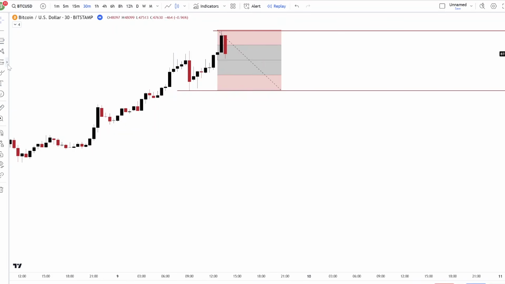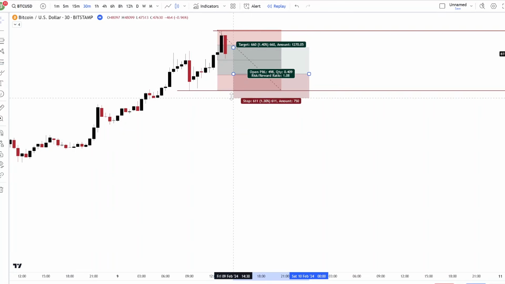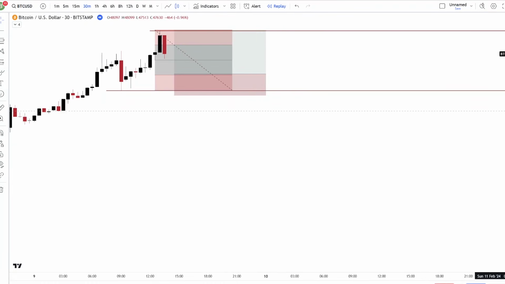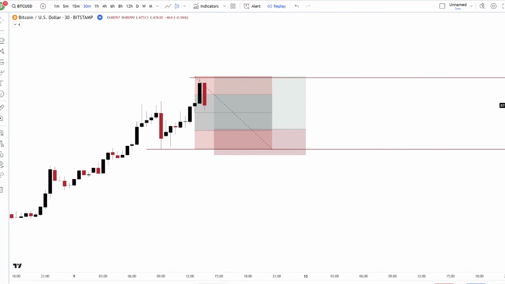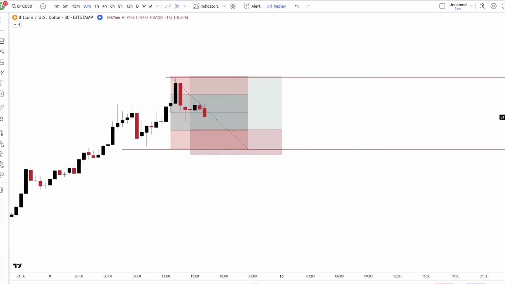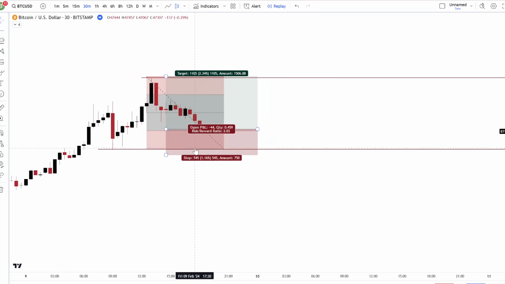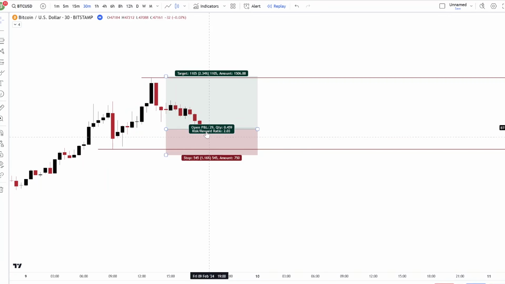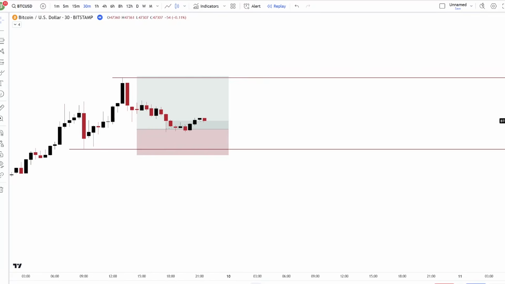So now what are we waiting for? We are waiting for price to reach this level right here. And once price reaches this level right here, we're trying to take it back above the range. Price is reacting from our extreme level. Now we can erase this. Now price is reacting from our extreme level.